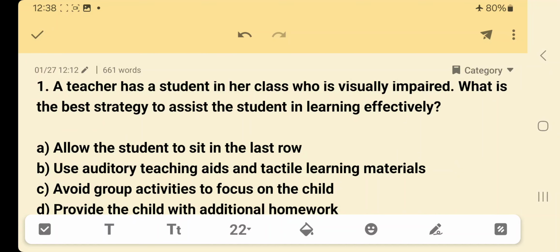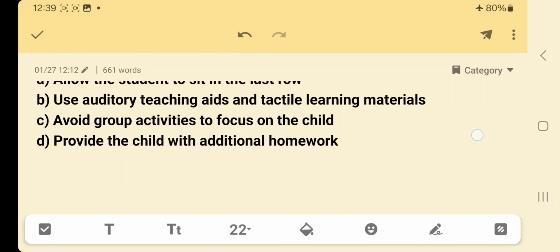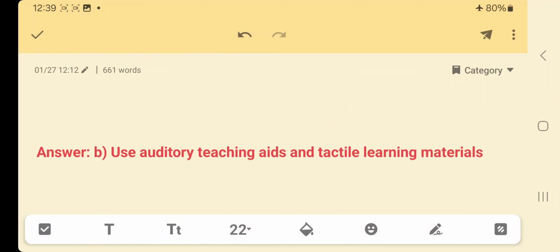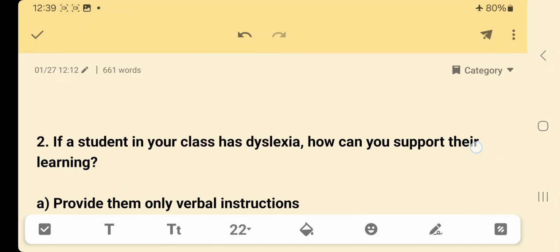Option C. Avoid group activities to focus on the child. Option D. Provide the child with additional homework. Answer. Option B. Use auditory teaching aids and tactile learning materials.